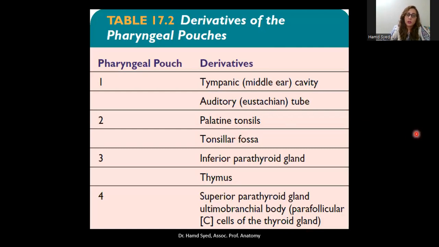So this is a table which is summarizing the derivatives of pharyngeal pouches taken from Langman's Medical Embryology. You can see the first is forming middle ear cavity and eustachian tubes, second palatine tonsils and tonsillar fossa, third is forming inferior parathyroid gland and thymus, and fourth is forming superior parathyroid gland and ultimobranchial body.